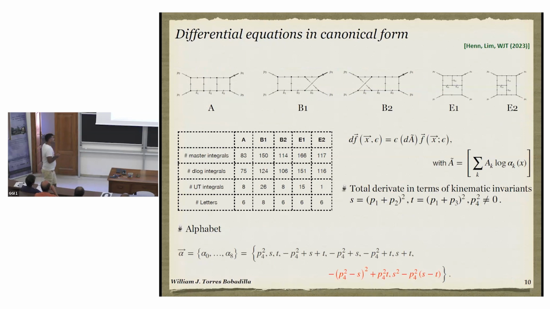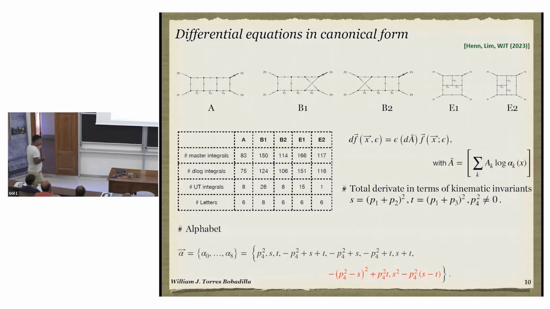So in the first part, we revisited the old results for planar topologies. And we also went further, with the first evaluation of non-planar integrals. This is just a summary of what we obtained. So in particular, let me recall that this is the alphabet of this integral family. Everything up to here corresponds to the one-loop Feynman integrals.